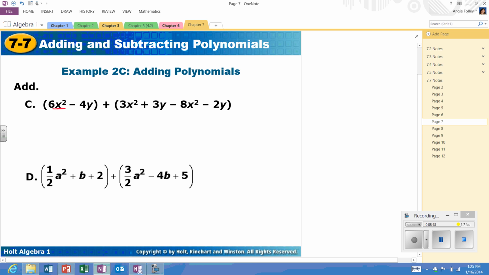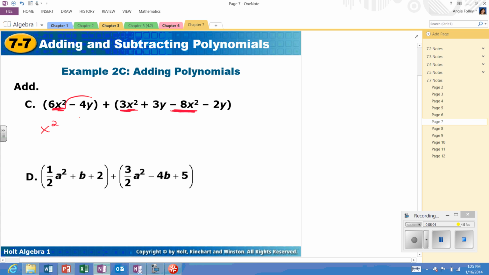Okay, so I've got an x squared plus an x squared minus 8x squared. So 6x squared plus 3x squared is 9x squared. And then we take away 8 of those. So we're left with only 1x squared. You can write the 1 if you want.